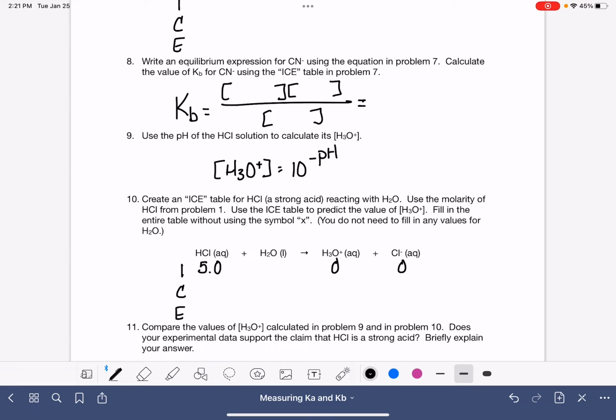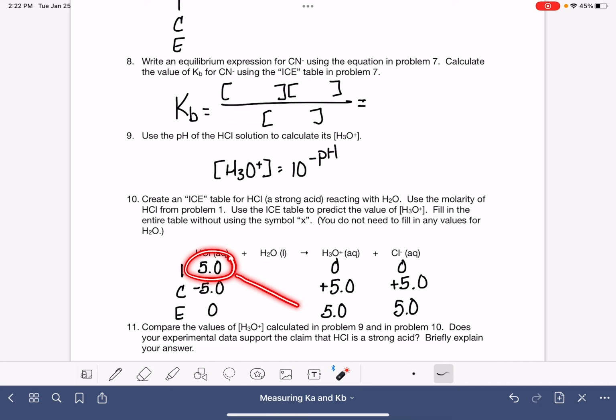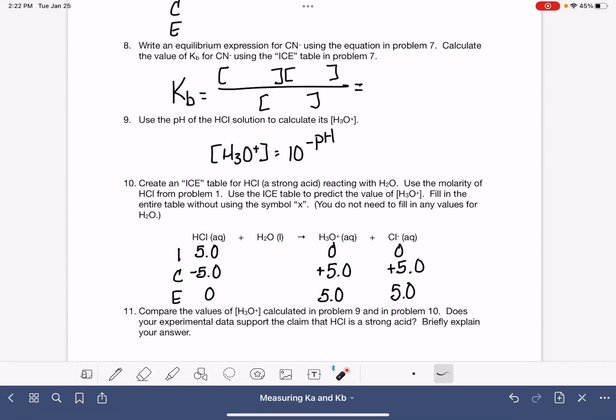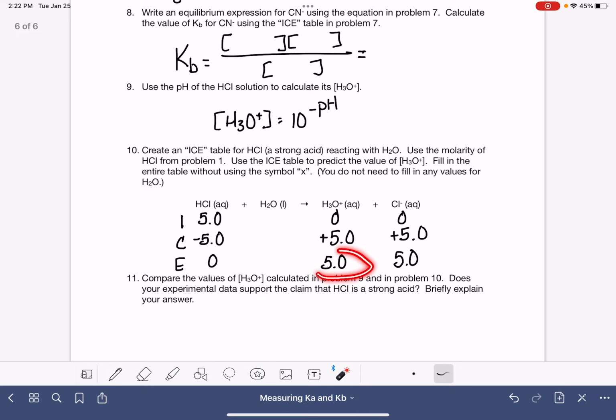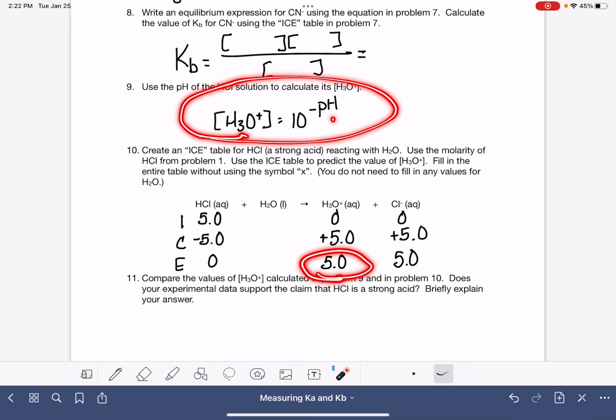That means, by definition, that it reacts completely. So whatever the initial molarity is, that's what our minus x plus x value should be. And because this is a strong acid, at the end, we should have 0 HCl. And we should have a full reaction, and whatever initial molarity we had for HCl, that's what the final molarity of H3O plus would be. So what you're going to do is compare the H3O plus value that you got from the ice table to the H3O plus that you calculated from the pH.